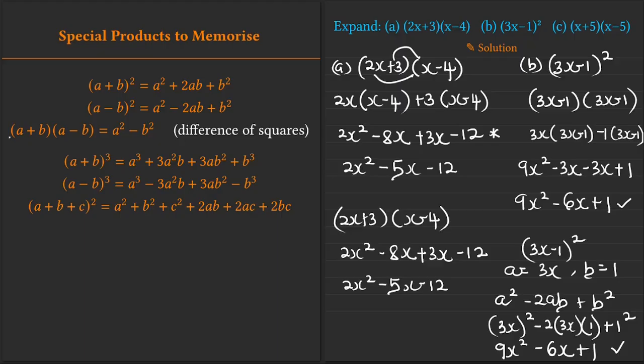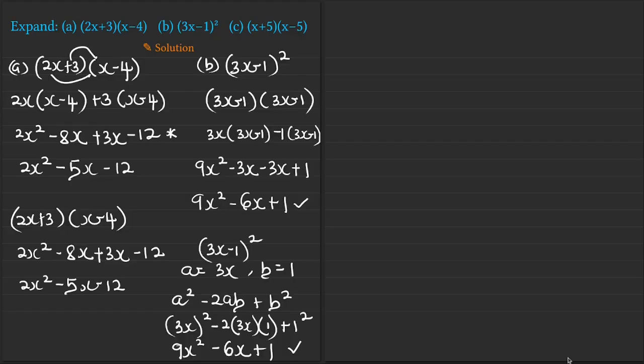For the last one we have, let's look at how we are going to solve it. C says x plus 5, then multiplying x minus 5. For this, let's quickly go directly with the FOIL method. So we have x times x, which gives us x squared. And we have x times negative 5, which gives us a negative 5x. Then 5 times x gives us a positive 5x. And then 5 times negative 5, we have a negative 25.